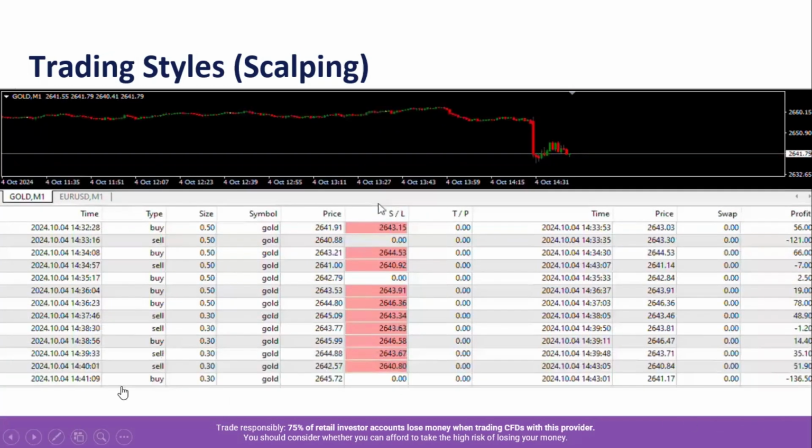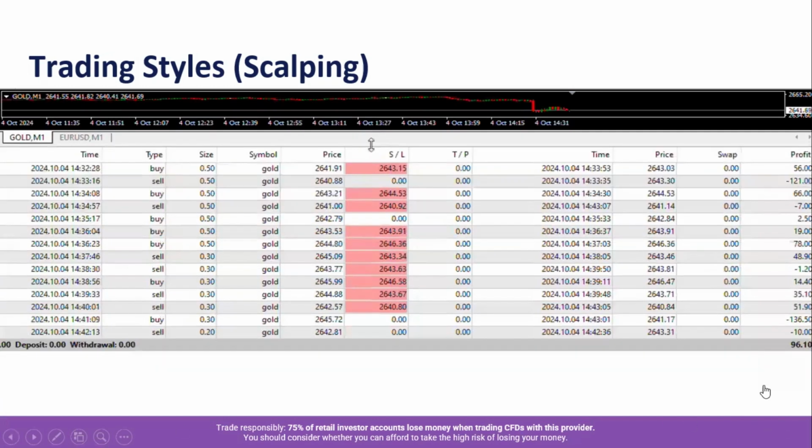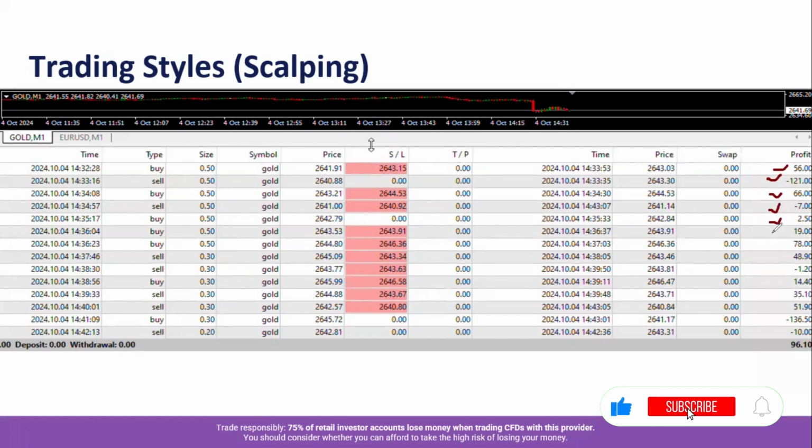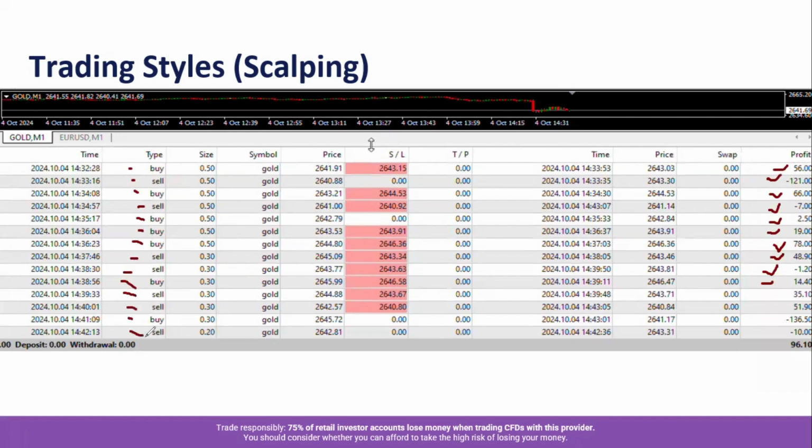Okay, you can see that is the result right there. You can see $56 profit, minus 121, 66, minus 7, $2, $19, $78, $48, minus $1, minus $1.20, $14.40. How many trades is this? Let's count it: 1, 2, 3, 4, 5, 6, 7, 8, 9, 10, 11, 12, 13, 14. 14 trades in less than 5 minutes.